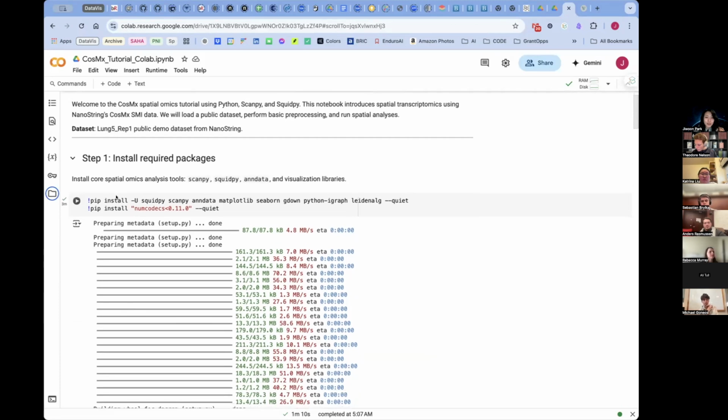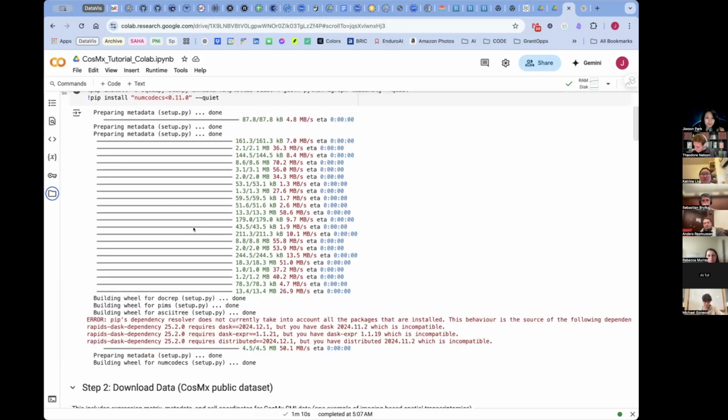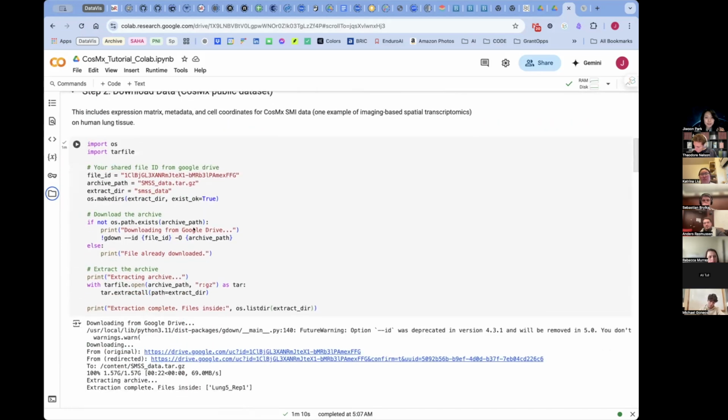So the very first step with spatial, and also single cell, is to have all of the required packages. Scanpy is a popular package for all the single cell analysis. Squidpy is more geared towards image level analysis. So if you're doing spatial, I recommend downloading both the scanpy and squidpy packages. I added all the packages that we need, including plotting and some of the dependent packages for Squidpy, and then download the data files.